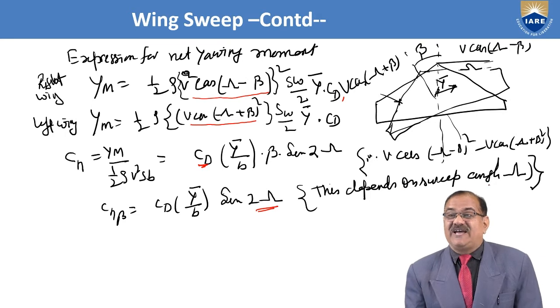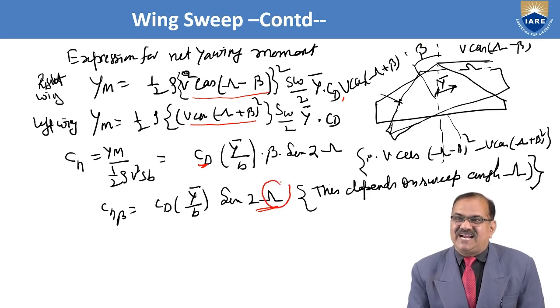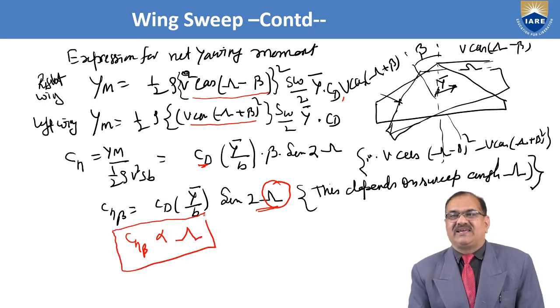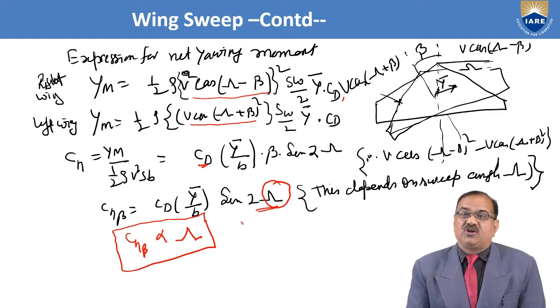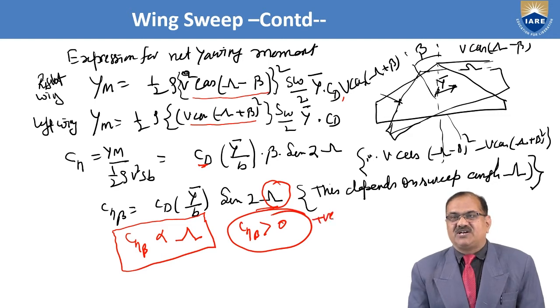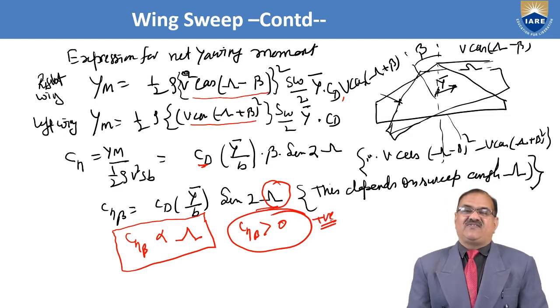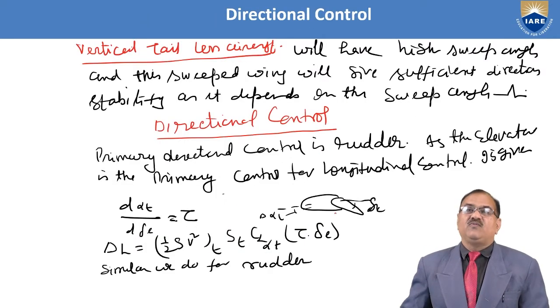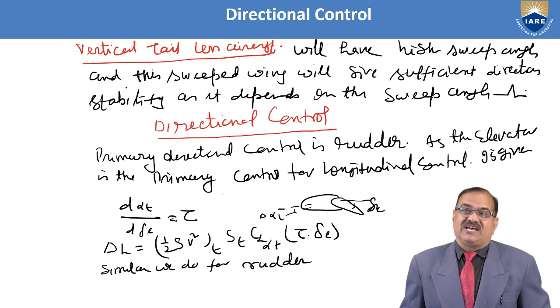This depends upon the sweep angle. You can see from this expression that Cn beta is directly proportional to the sweep angle. So as you make the sweep more and more, your Cn beta becomes more positive. So sweep will make the aircraft's directional static stability much better. We need to have sweep to make the directional static stability.